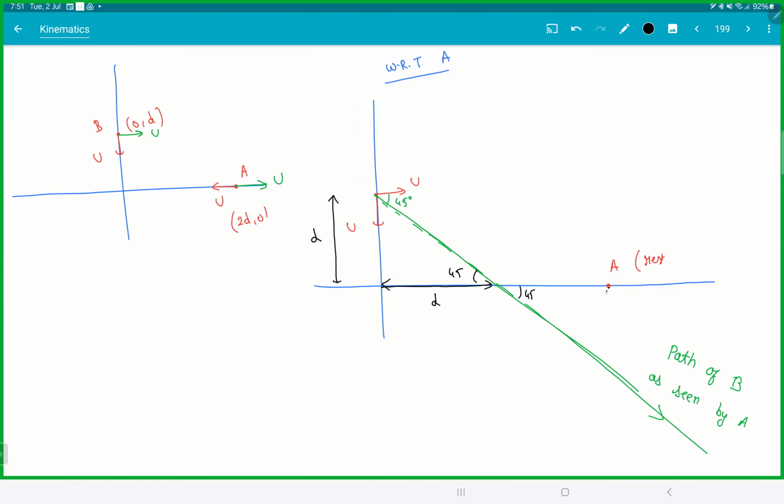That means from point A, if you drop a perpendicular to the path, then this is your D minimum. If this is D, this distance is also D, because A's coordinate is 2D. Therefore D minimum is given by D sin 45, the opposite side, which is D by root 2. That's your answer. Once you stop A, A will think B is going in a straight line. So the shortest distance between a point and a straight line is the perpendicular distance, and done. You get just geometry.